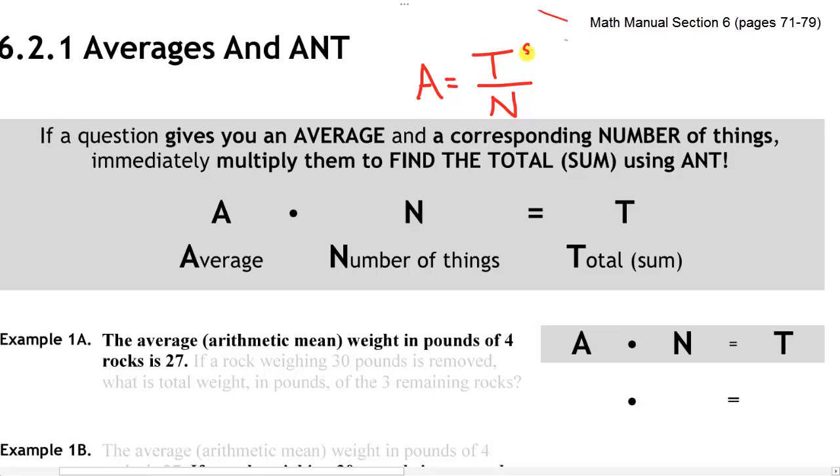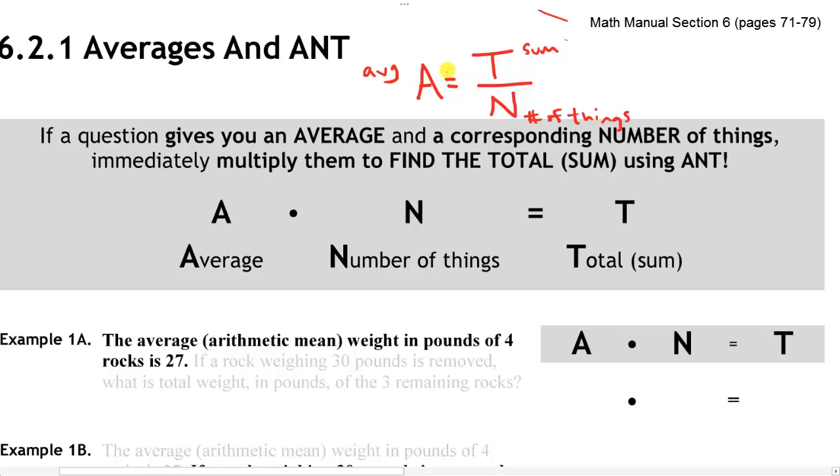So this total is your sum. It's all the numbers added up. This number is the number of things that you added. So in the previous example, we added 3 test scores, so that N would be 3. And then your A is obviously your average.